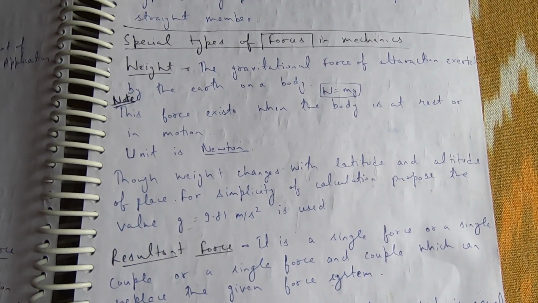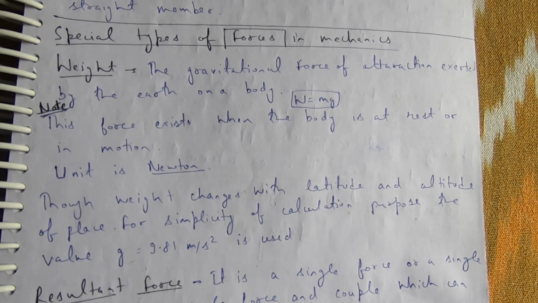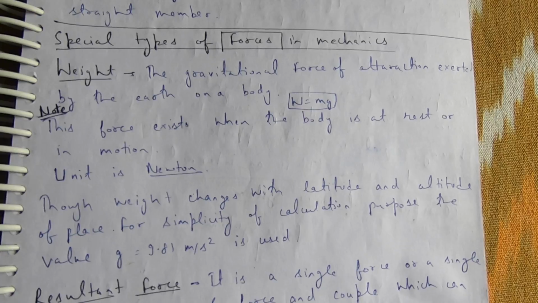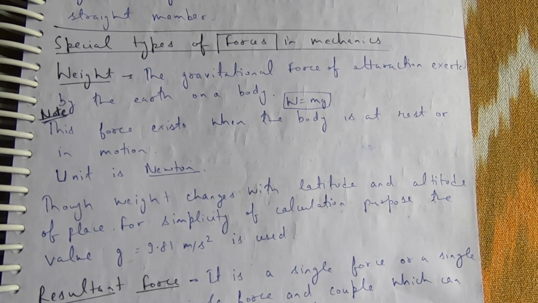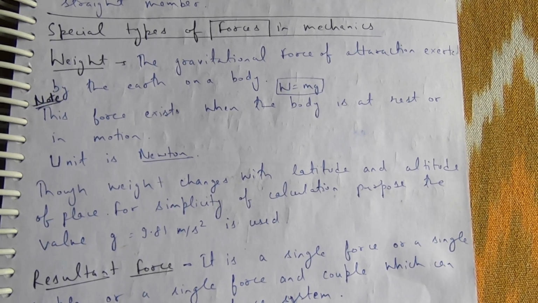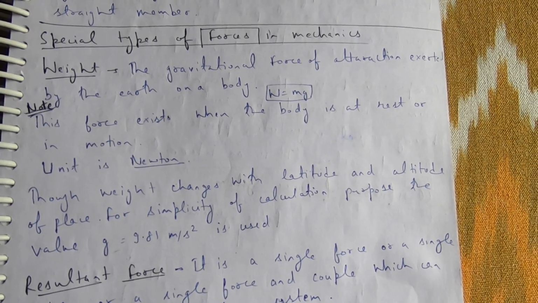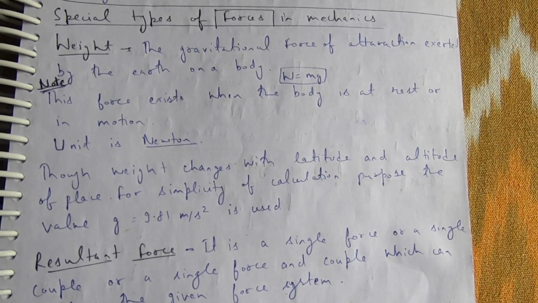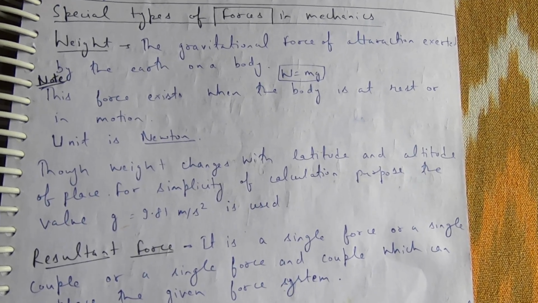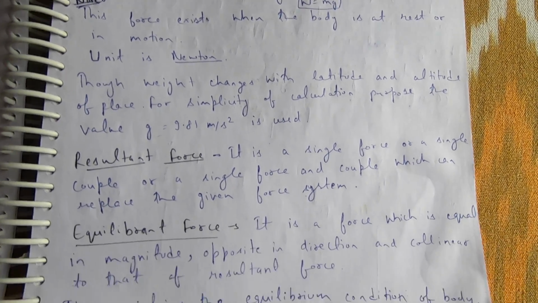Special types of forces in mechanics. Weight: the gravitational force of attraction exerted by the earth on a body. Note: this force exists when the body is at rest or in motion. इसकी जो यूनिट है वो न्यूटन है. W is equal to mg. दो weight changes with latitude and altitude of place. For simplicity of calculation purpose जो वैल्यू है g की is equal to 9.81 meter per second square.